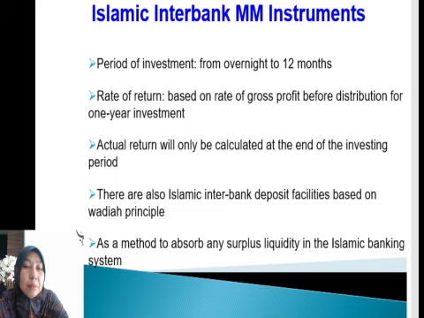So the Islamic interbank money market instrument is basically a method to absorb any surplus liquidity in the Islamic banking system. Because in our financial system, it is not good to have a shortage of money, and it is also not good to have a surplus of money, meaning too much cash or liquidity in the market. So the situation must be stabilized. When one bank has a surplus of money or cash, it will make investments with other banks.